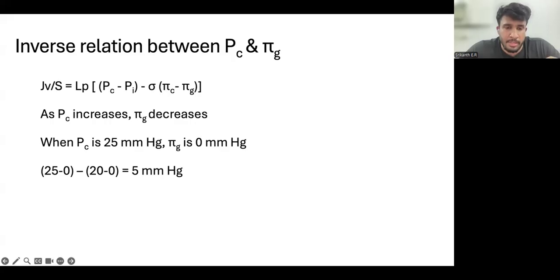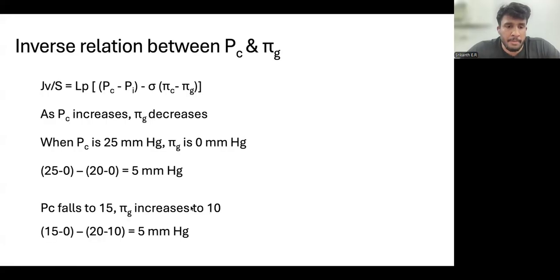which is the physiological capillary hydrostatic pressure, and at that time the oncotic pressure of the subglycocalyx is close to zero. So the net filtration gradient is close to 5 millimeters of mercury. But let's say there is a sudden drop in capillary hydrostatic pressure. Now the proteins will suddenly diffuse into the subglycocalyx layer, and the oncotic pressure of the subglycocalyx increases, let's say up to 10 millimeters of mercury. So net filtration gradient is still the same.